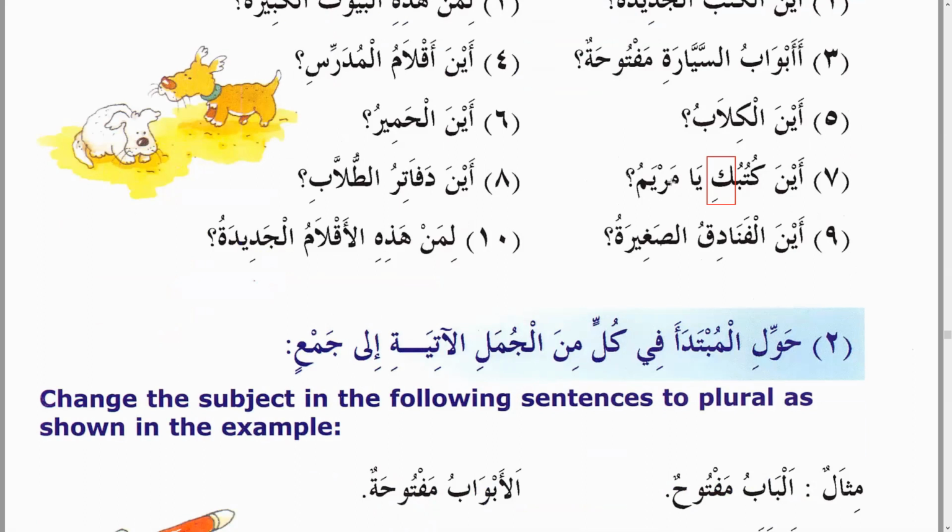Where are your books, Maryam? So she says, Hiya fil ghurfa. They are in the room. Aina dafatir tullab. Where are the notebooks of the students? Hiya alal maktab. They are on the table. So we are saying hiya, hiya, hiya. Why? Because kullu jama muannas. Aina al fanadiqu saghiratu. Where are the small hotels? Hiya fi shari. They are in the street.